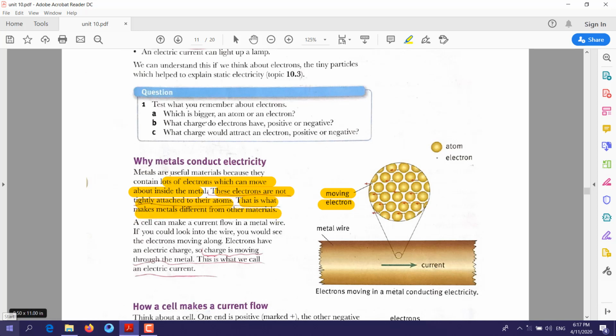So why are metals good conductors? Because their electrons are not tightly attached to the atoms, so they are free and can move freely. So charge is moving through the metal. This is what we call an electric current. When the charges are moving through the metal, that is what we mean by electric current.